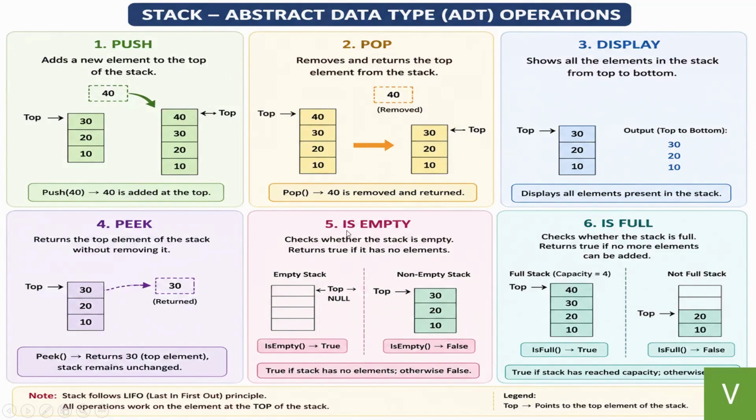In isEmpty, if we have an empty stack, it returns true. If we have a non-empty stack, it returns false. Similarly, isFull: if we have a stack full of elements, that is, in the given example, the capacity is 4 for the stack and all elements are filled, then if we apply the isFull function, it returns true. It returns false if the stack is not full. So these are the abstract data types. Now let us write a C program for the stacks using arrays.